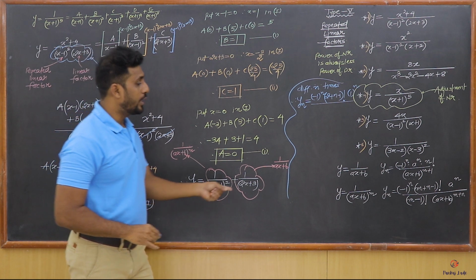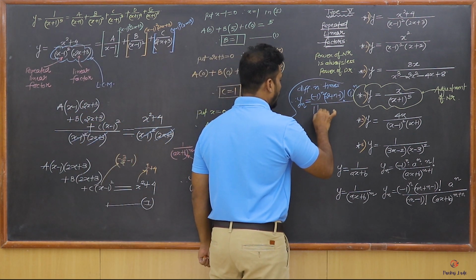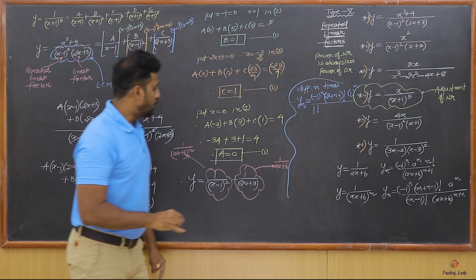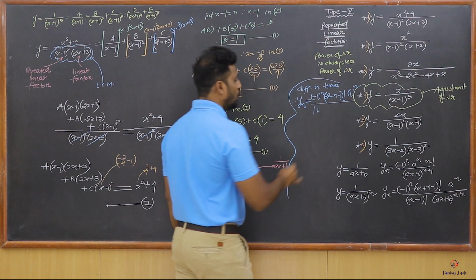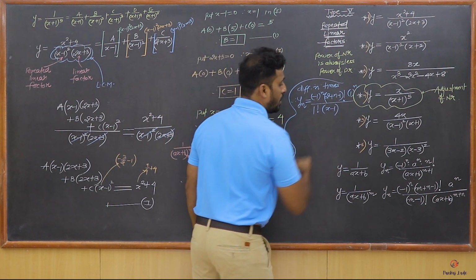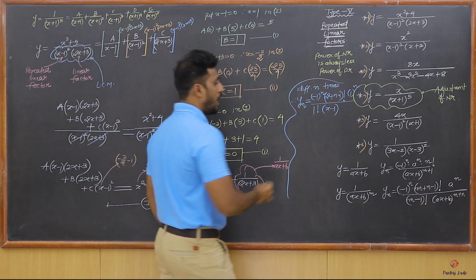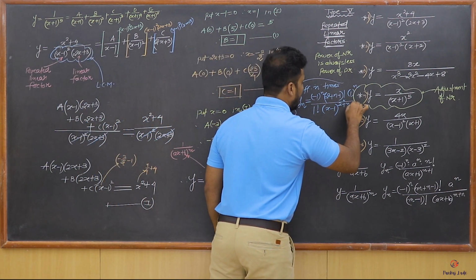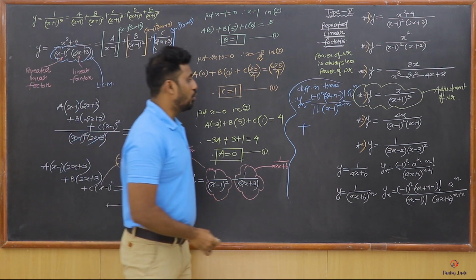M is 2. So you get 2 minus 1. So 2 minus 1 is 1 factorial. And ax plus b. So that's again x minus 1 raised to m plus n. M is 2 plus n. So I write 2 plus n. That's all for the first term. Second term is very easy. We all know the formula.